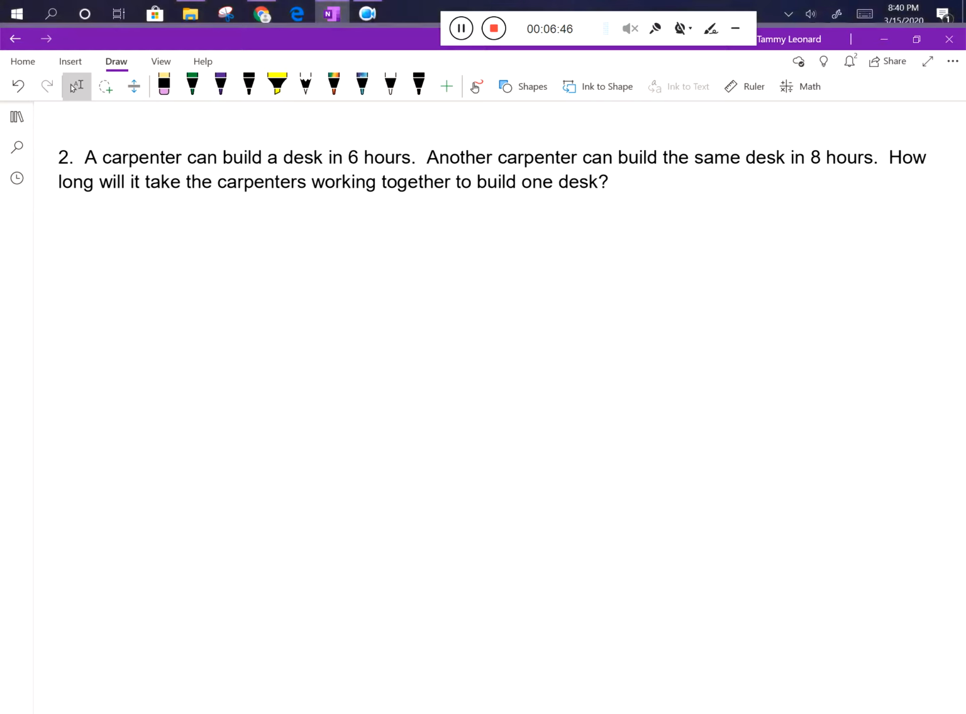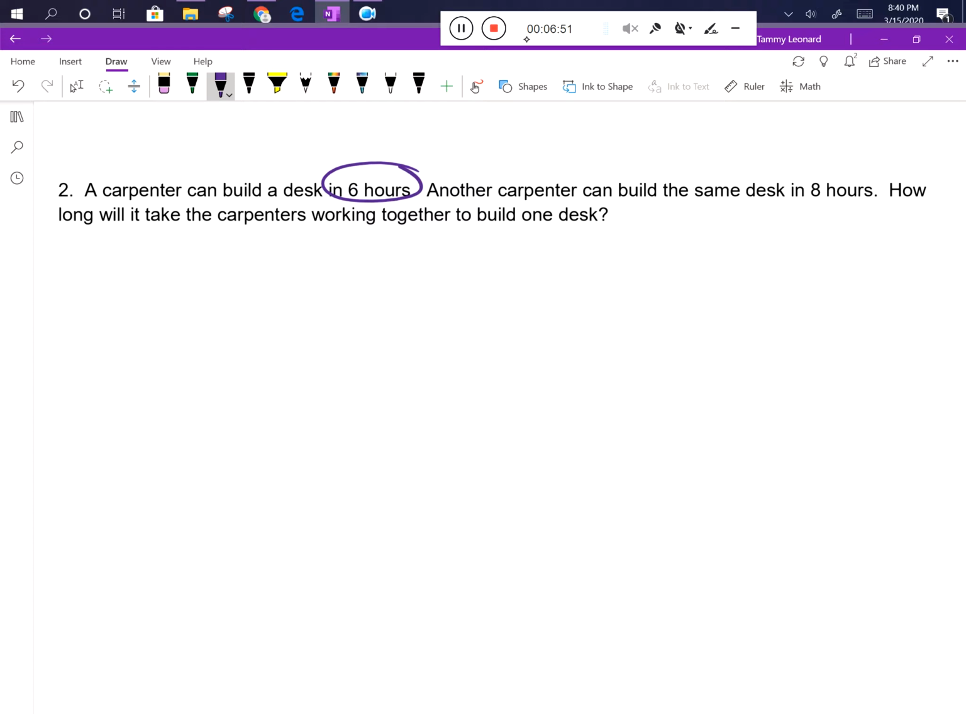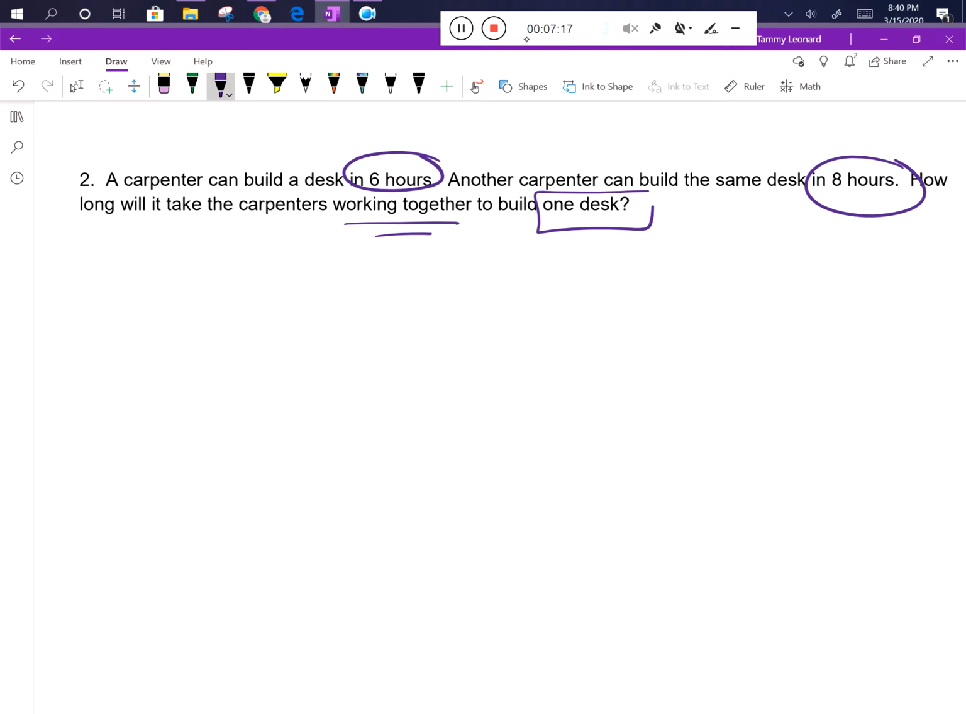So there's a couple of components here. We have one carpenter who can accomplish this task in a total of 6 hours. We have another carpenter who can accomplish the task by his or herself in 8 hours. And the question is, how long working together? Here's the other key. They're only building one desk. So it's like one job that needs to be completed. So I'm going to give you sort of a formula that you can almost follow. And it looks like this. T over A plus T over B is equal to 1.